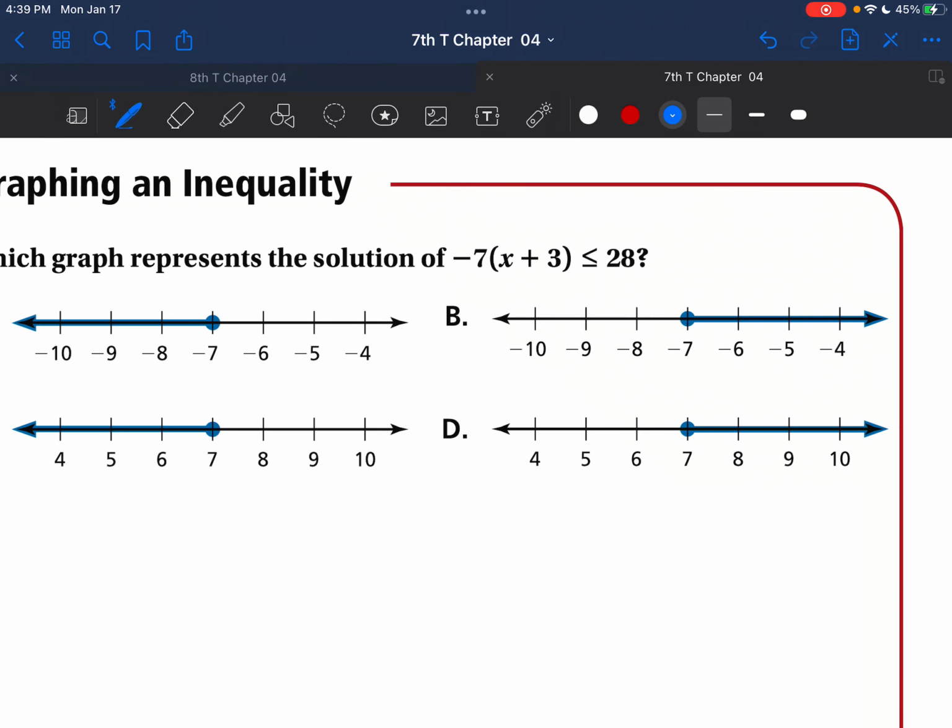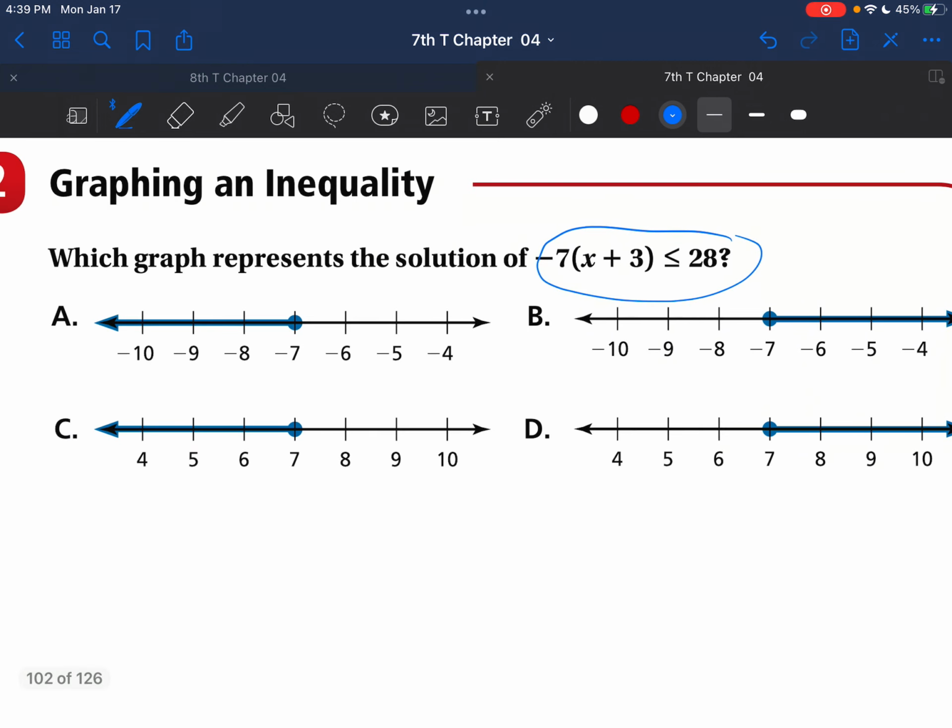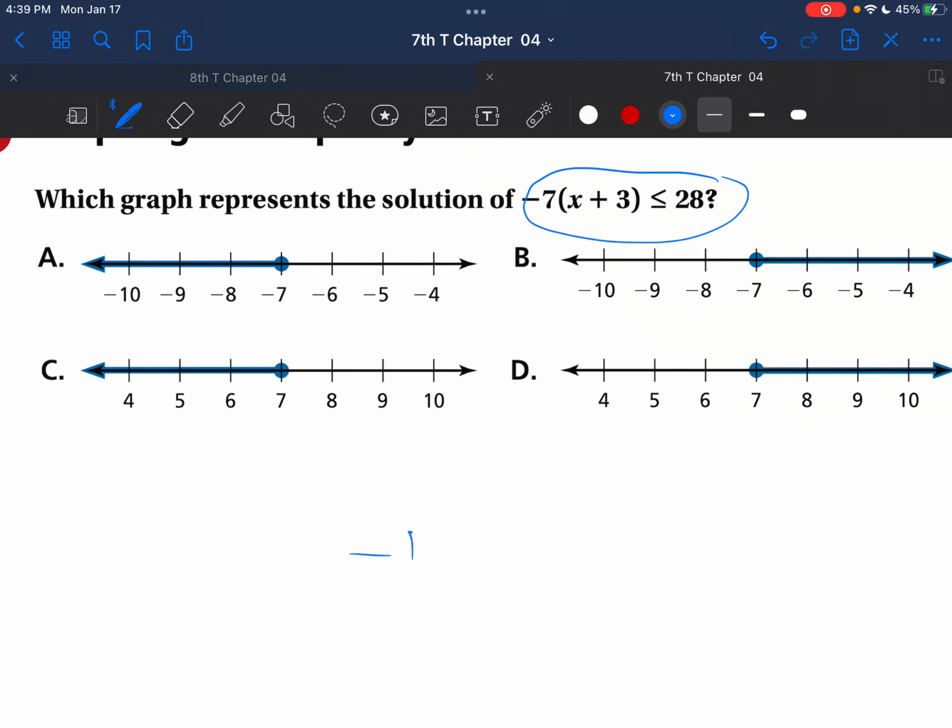Let's see if we have a few more questions. We do. Let's copy this down. Let's see what it says. It says, which graph represents the solution? So we have negative 7 parenthesis x plus 3 parenthesis like this. Alright, so ladies and gentlemen, there are two ways to solve this question. You might see it one way, you might see it a different way. One way might be faster than the other. You just have to be able to do some mental math in your head.